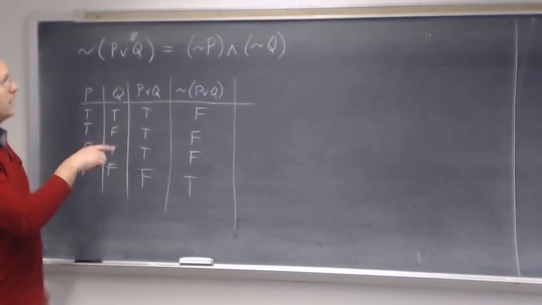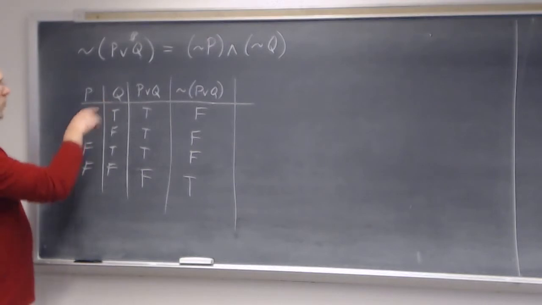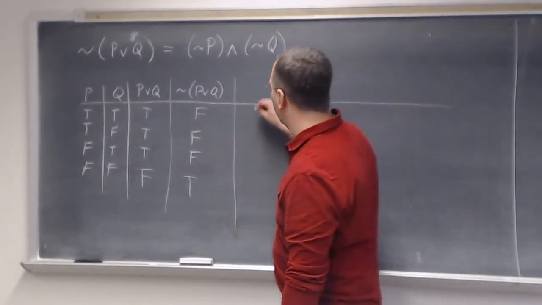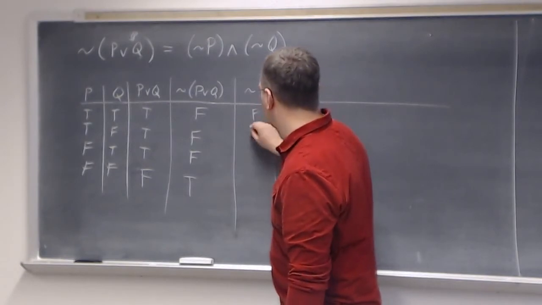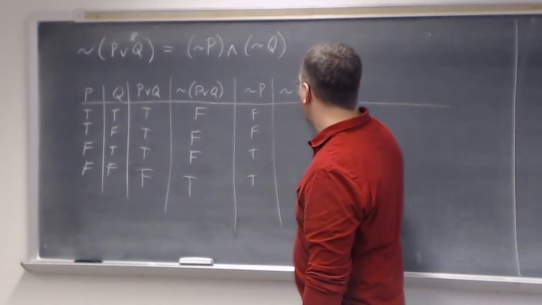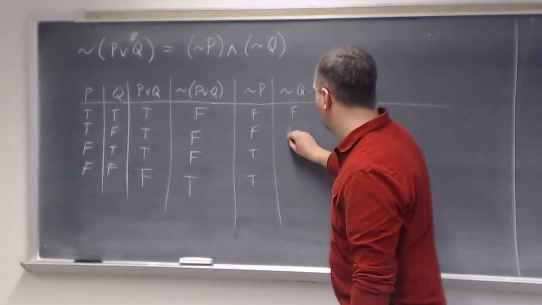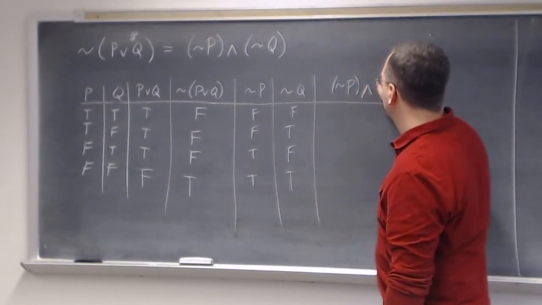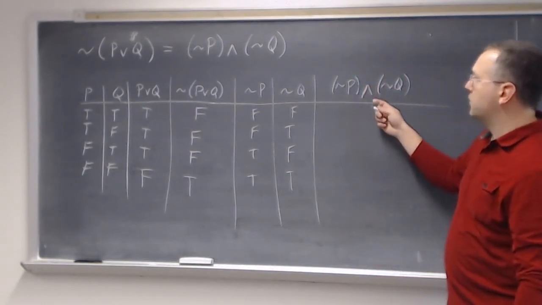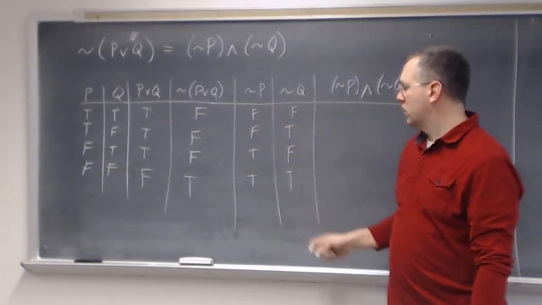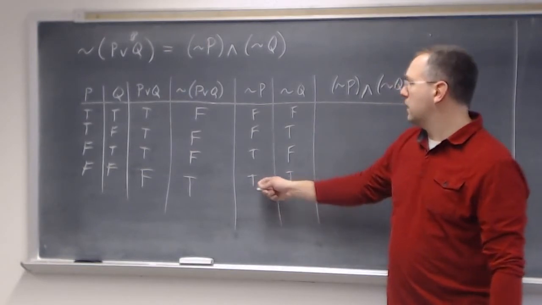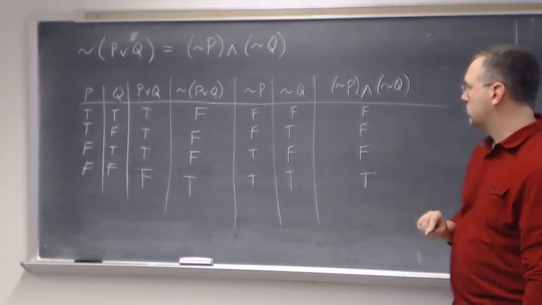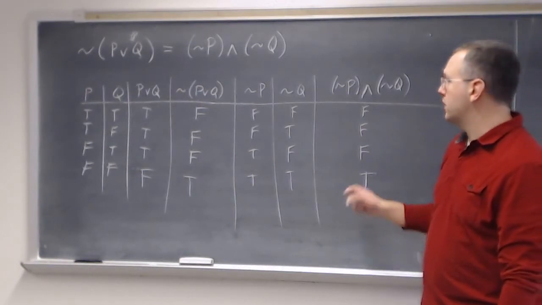And now I need not P and not Q. Maybe I should have had two more columns for not P and not Q, but I can just do it over here. That would have been nice. Not P would therefore be false, false, true, true. Not Q would be false, true, false, true. And then not P and not Q. For this statement to be true, I need both of these two columns to have true. That only happens in the fourth row, right? So only in the fourth row is there a true, so the rest would be false, false, false. Looks familiar. So this is equivalent.